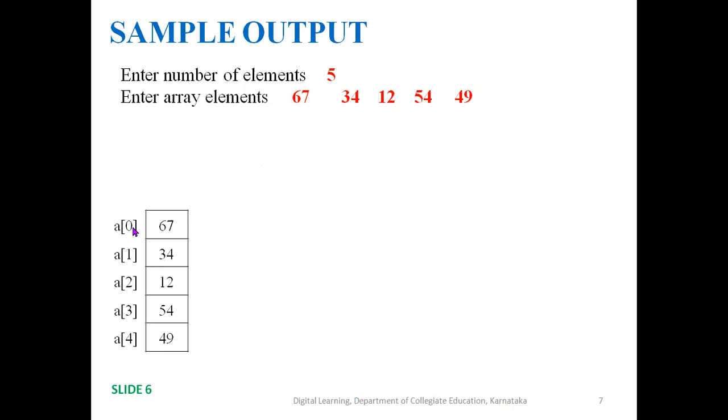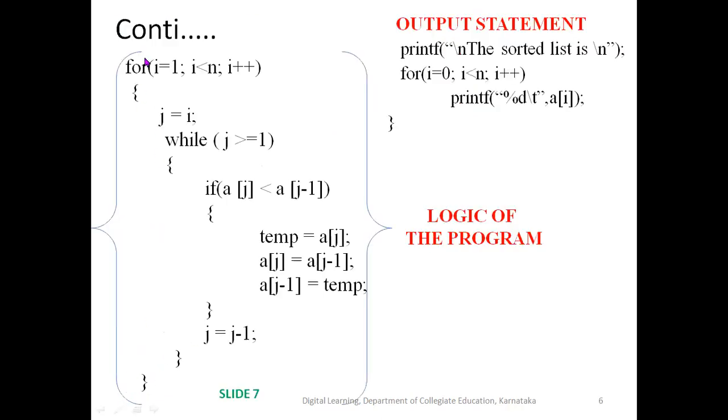So in A of 0, we have 67, A of 1, we have 34, A of 2, we have 12, A of 3, we have 54, A of 4, we have 49. So we have seen that the logic of the program will start for I is equal to 1 to I less than n. So our n is 5 here and less than 5 is 4. So the I loop is going to repeat 4 times.